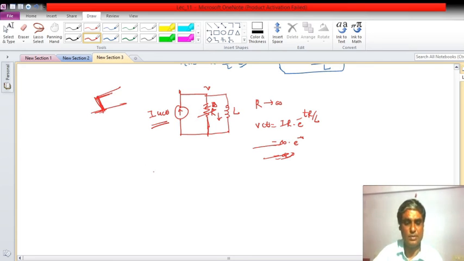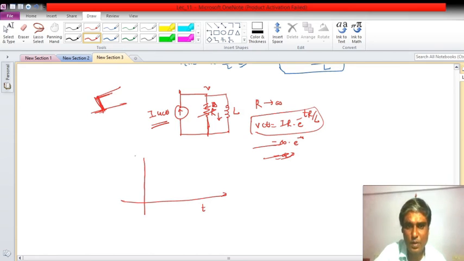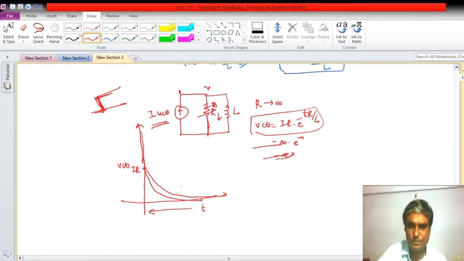In terms of graphical representation, suppose this is my V of t. How will it look? It starts at magnitude I R, and as time progresses it reaches steady state. Now we said R tends to infinity, so your height will increase and your width will reduce. As R increases you will get it this way, and at the end it will be an impulse. So this will be your impulsive nature.